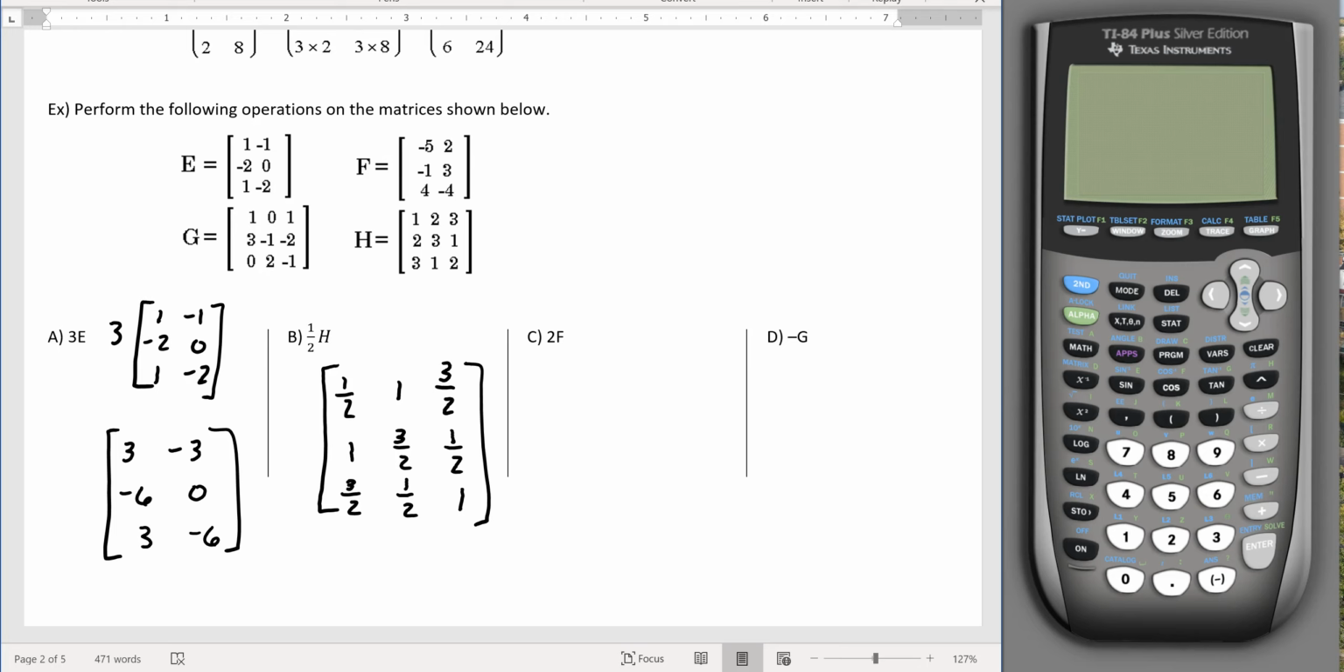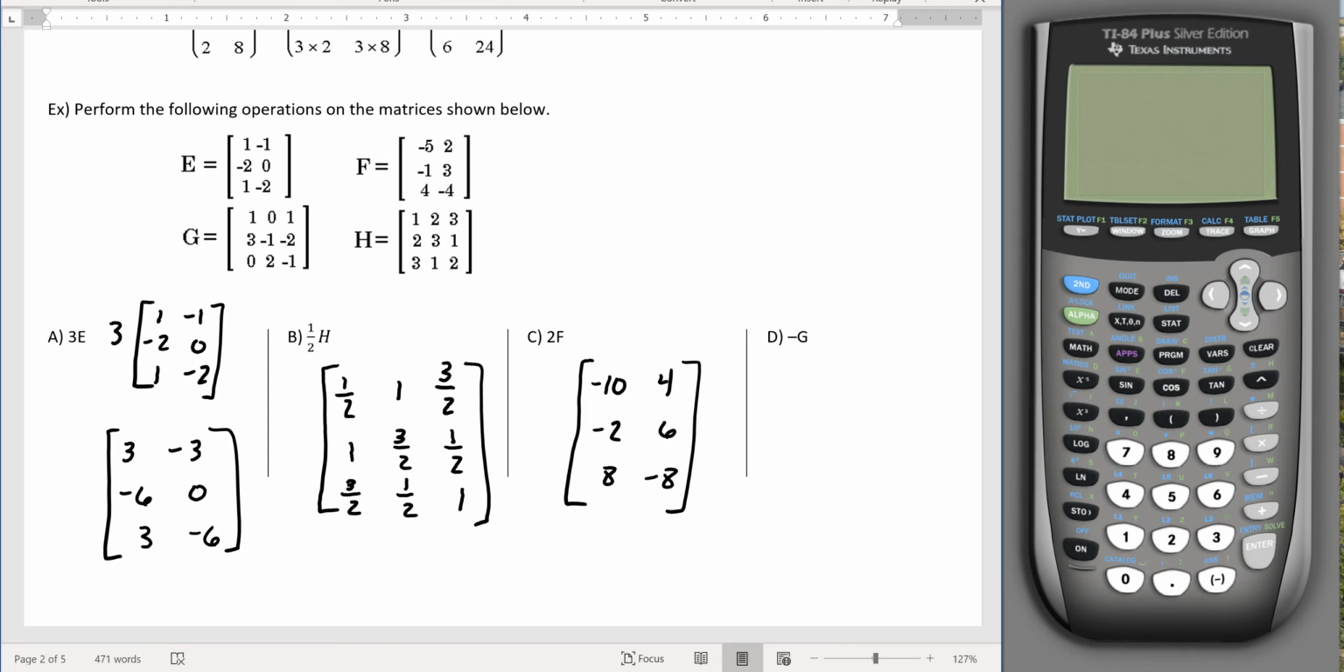So looking at letter C here, 2F. So I'd take matrix F and multiply all of the values in it by 2. So negative 5 times 2 is negative 10. 2 times 2 is 4. Negative 1 times 2 is negative 2. 2 times 3 is 6. 2 times 4 is 8. We got negative 8. There we go.